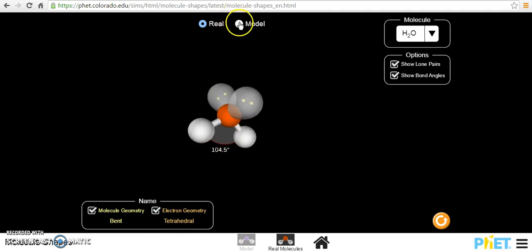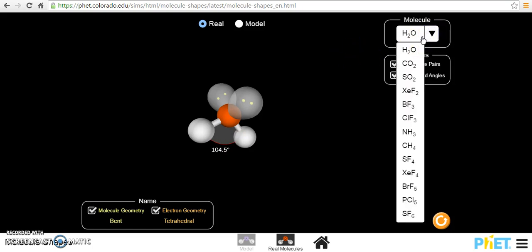Up here at the top, we have 2 buttons. We can click to show a model of the molecule we're looking at, or look at the real molecule. Notice that if we click on model, it gives an idealized angle between the atoms, and if we click on real, we get the actual angle that we would have between the atoms. Now over here at the top right, we can choose from 13 different molecules to look at.